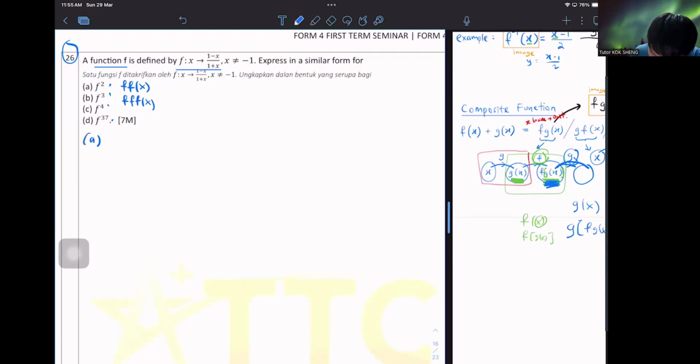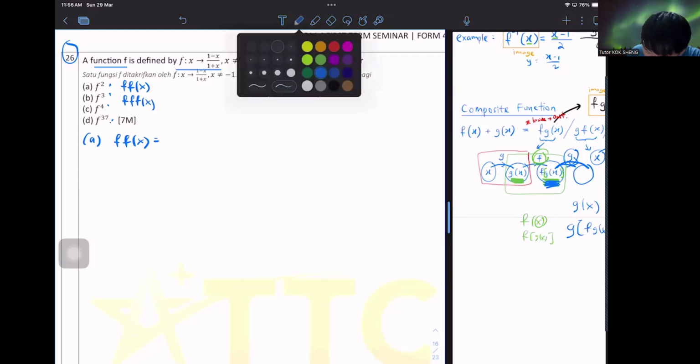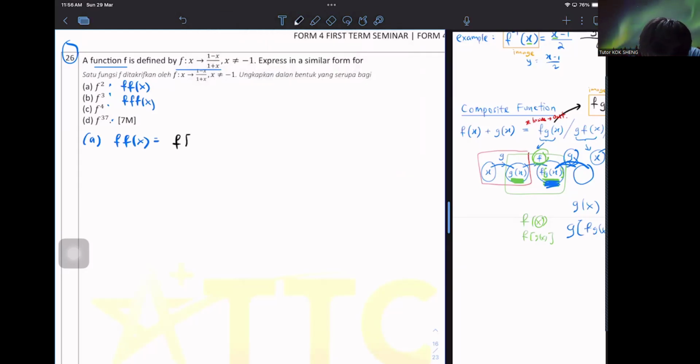How do you find f f? Again, composite is inside out, okay? Inside out. So inside is this f of x, outside is this f of x. So what you have to do here is sub the f of x function, which is this fraction, into the object of f. Repeat: sub this fraction into these two x. I know it sounds a bit confusing.